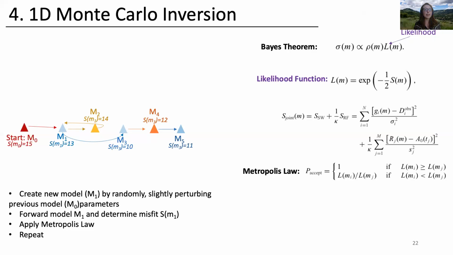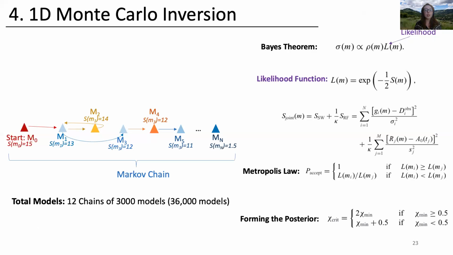Although model M4 has a higher misfit, we may randomly decide to use this model as a starting point anyway in order to avoid local minima. In this case, we slightly perturb model M4's parameters and roll the dice to obtain model M5. We repeat this process, and the set of models produced forms a Markov chain.